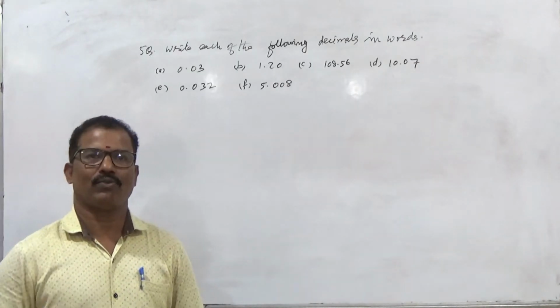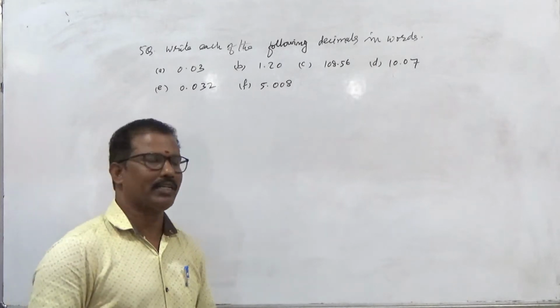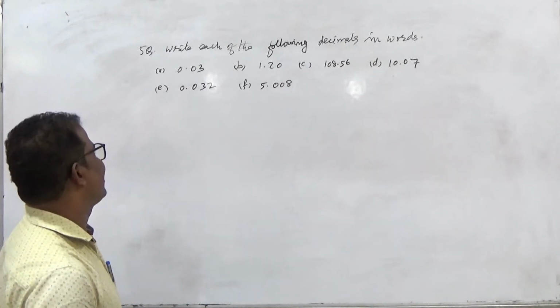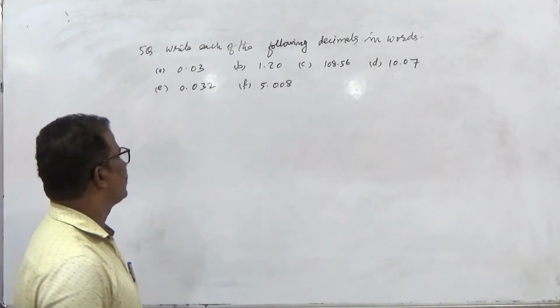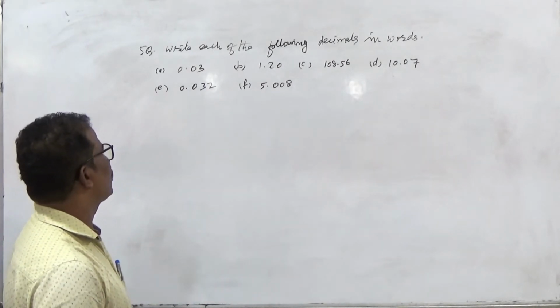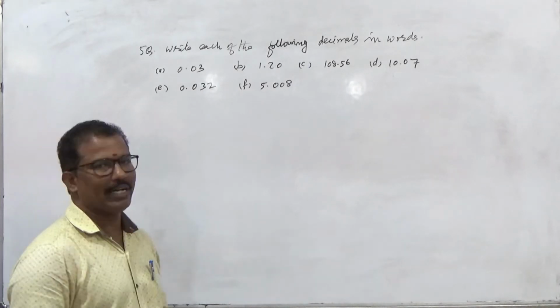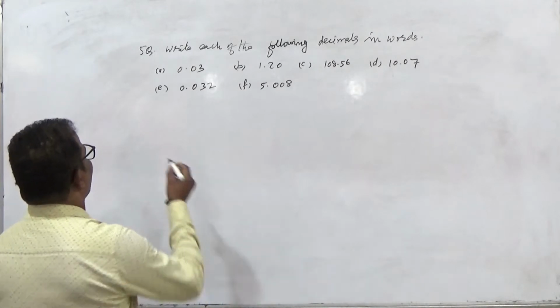Good. Students, now we are going to see the fifth question of this exercise. Write each of the following decimals in words. The questions are in decimal form. There are questions A to F. All the questions are in decimal form, and for that we have to write in word form. Let us see how.